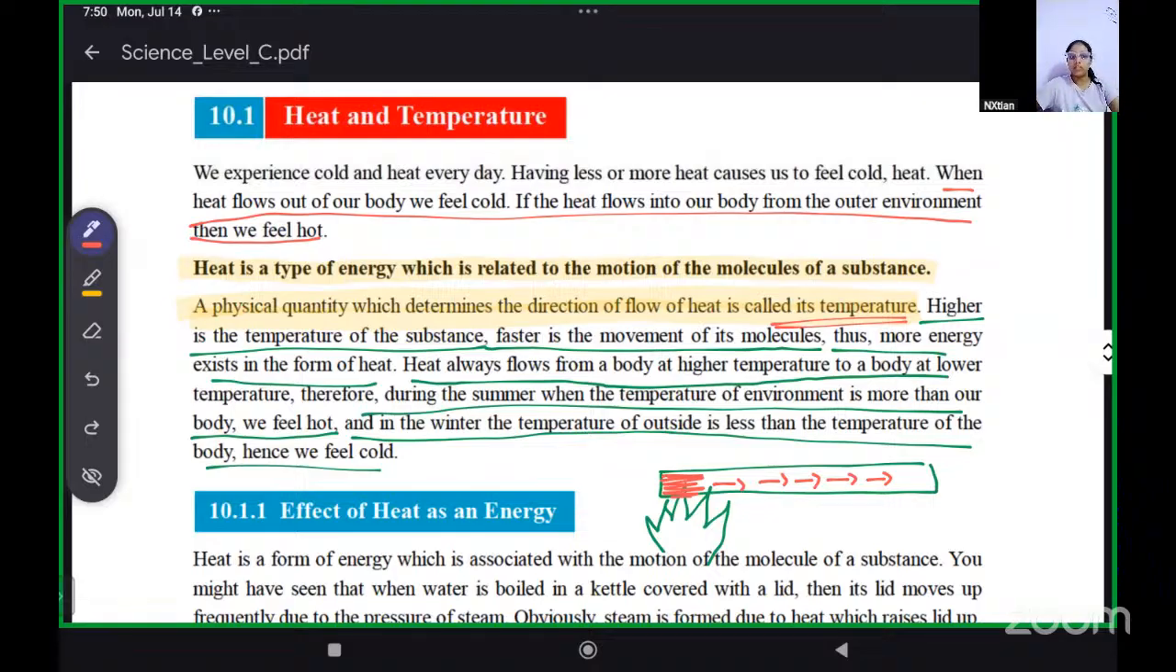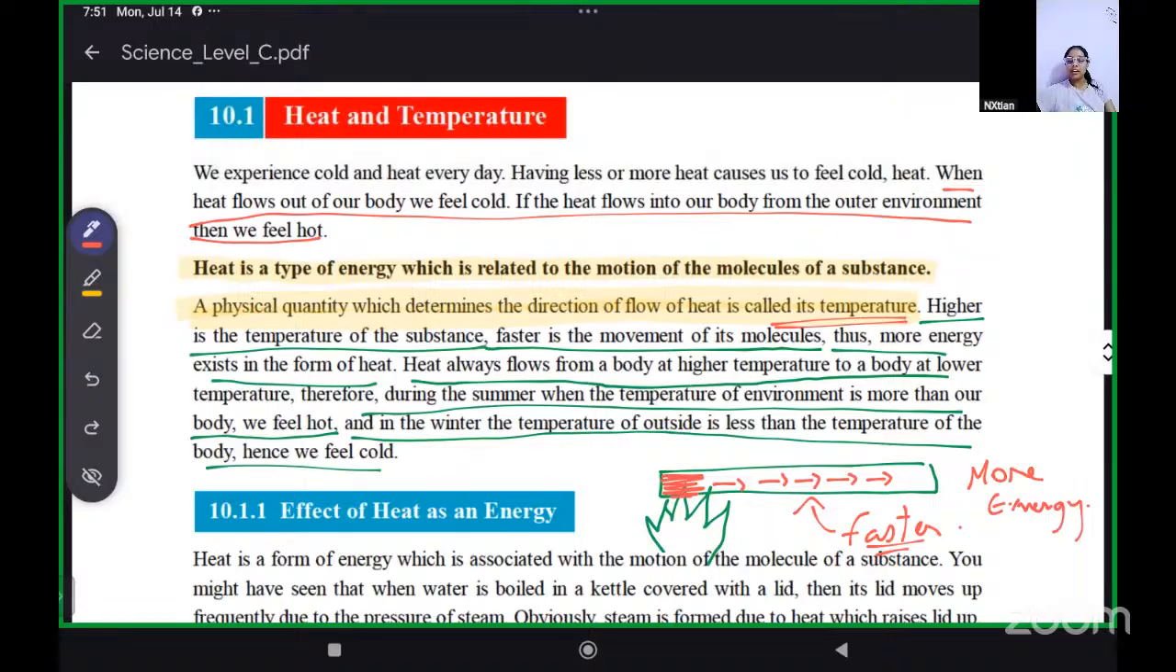If this heat is at a very high temperature, the rod will heat up faster, the entire thing. Why? Because the movement of heat is faster. More temperature, faster movement of heat, and more energy exists in the form of heat.